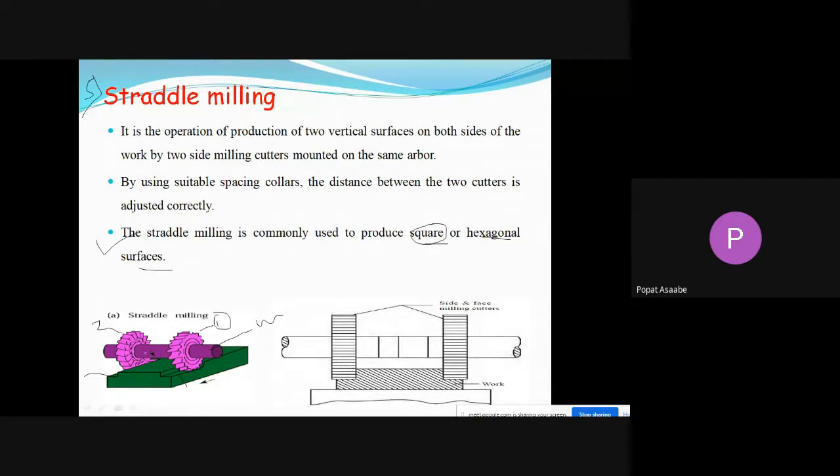And you have to remember the distance between the two cutters is also maintained with the help of the spacing collar. With the help of the collar, we can maintain the distance between the two cutters.